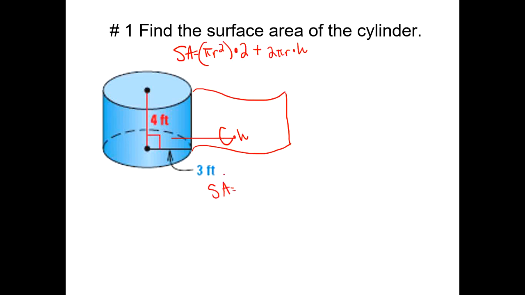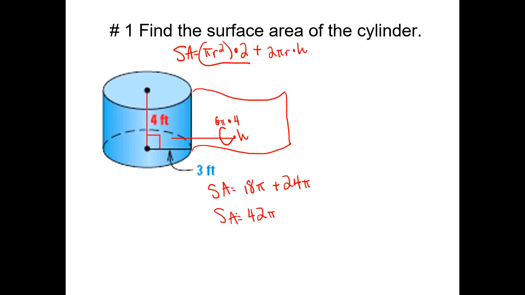So surface area, well, the area of one of the bases is pi r squared, so 3 squared is 9 pi, times 2, that's going to get me 18 pi for both the top and the bottom, plus this circumference, which is 2 pi r times h. Well, the circumference is 2 times 3, which is 6 pi, and the height was 4, so 6 pi times 4. Well, 6 times 4 is 24 pi. So now we just add 18 plus 24 pi for a total of 42 pi surface area.